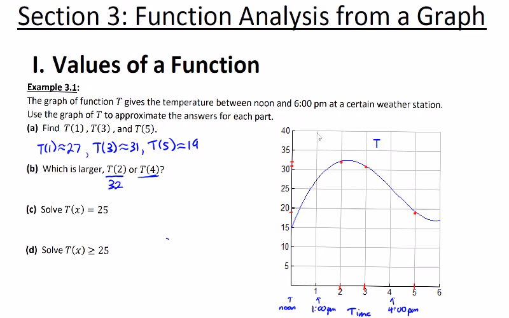And then for T of 4, I have a point that seems to be just a little bit above 25. It might be 25.5, it could be 25, it could be 26. It's just an approximation, but regardless of that approximation, it is clear that T of 2 is going to be larger than T of 4. So let's look at part C.